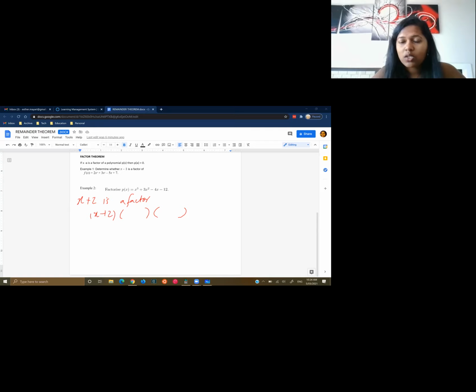Another way to do it is just to do long division. I'm going to do long division because I think it's a good way for you to see how to do it, because we just learned it the other day and it's a good way to practice. So let's do long division.